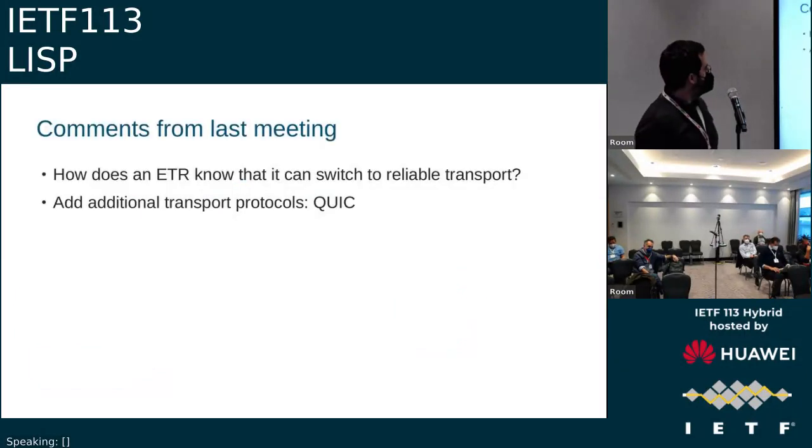Next. Okay. This is again trying to summarize or address some changes that have happened, not on the draft, but in the mailing list, that we have discussed since the last IETF. Mainly these two points. If an ETR supports reliable transfer, how does it know that the map server supports it too, so it can switch to reliable transfer? And then the question about what about other transfer protocols that are not just TCP, with QUIC being the main example. So next.